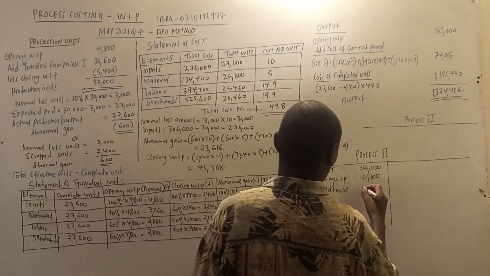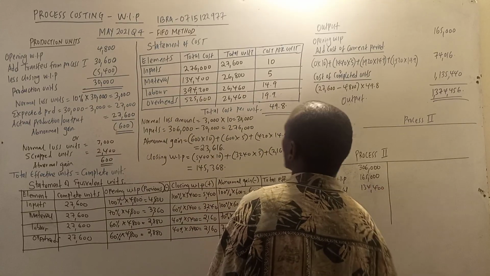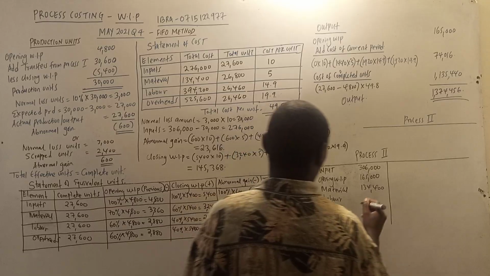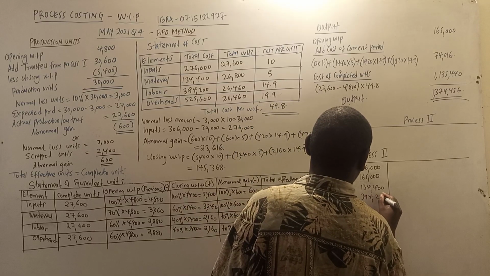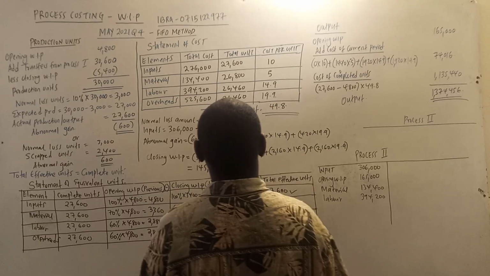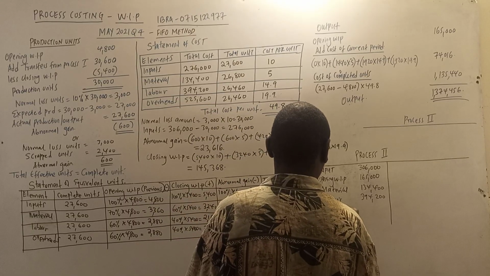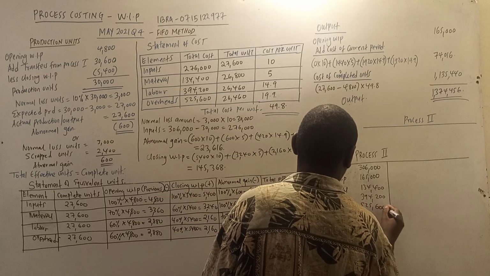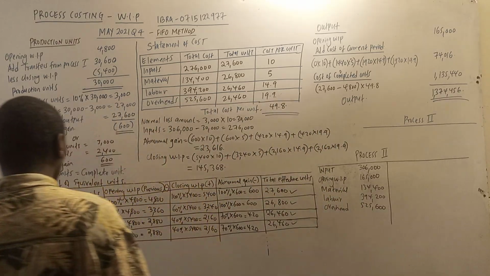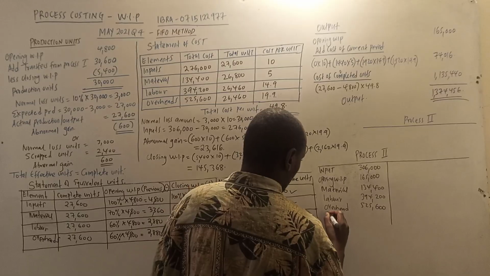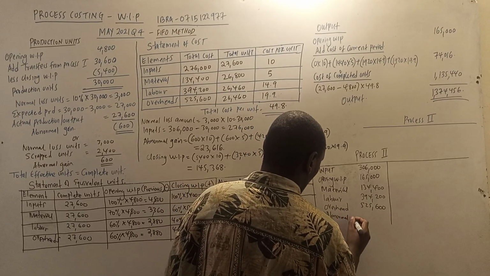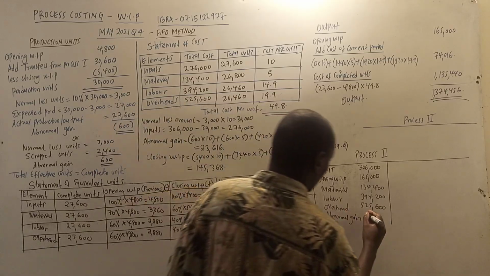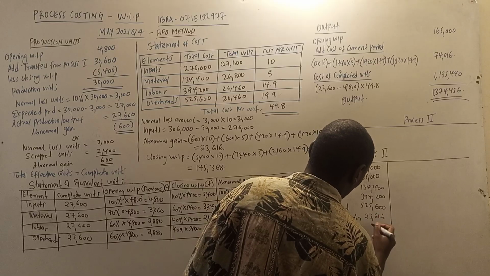Material, the 134,400. Then labor 394,200. Then we have overheads. Overheads ndio hii 525,600, and then we had abnormal gain. So abnormal gain is on this side. Abnormal gain 23,616. Then you find the total.